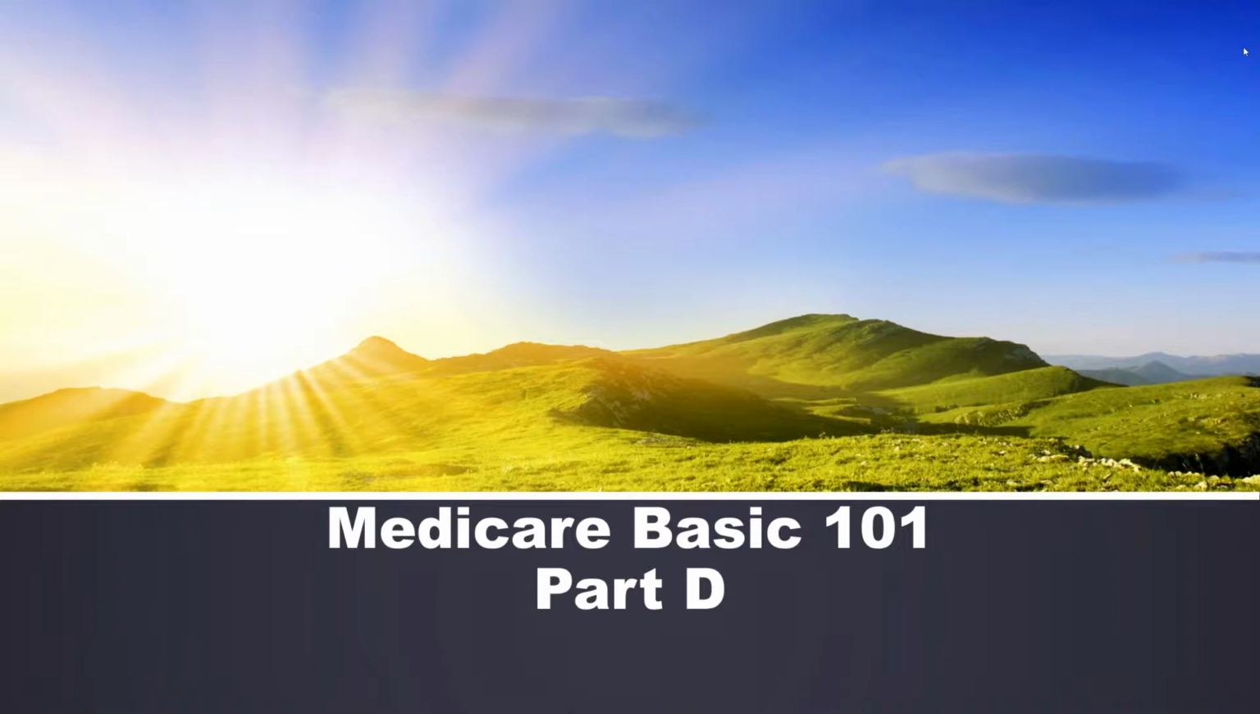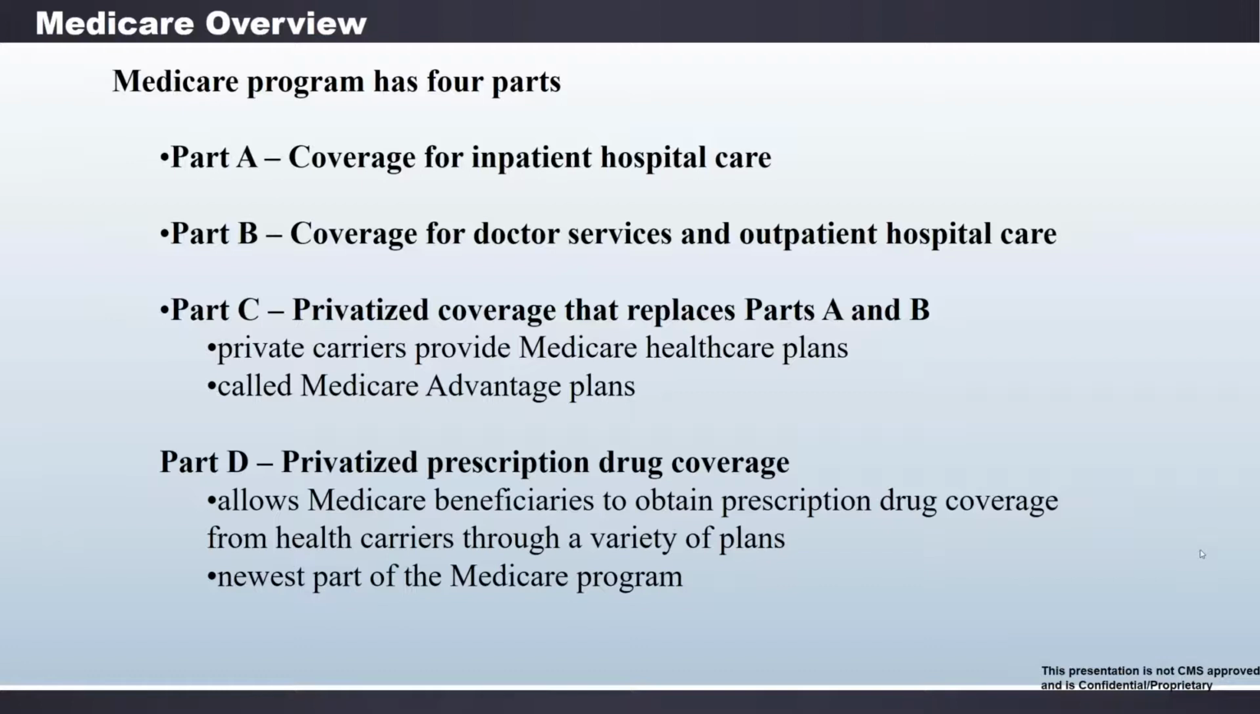So we have the Medicare Part A, coverage for the inpatient hospital care. We also have the Part B, which is the coverage for doctor services and outpatient hospital care. Part C, which is the privatized coverage that replaces Parts A and B. So basically, it's those private carriers that provide Medicare health plans, like Blue Cross Blue Shield, Humana, Aetna. So these Medicare plans are also known as a Medicare Advantage plan.